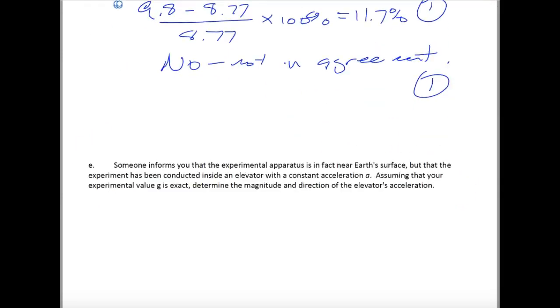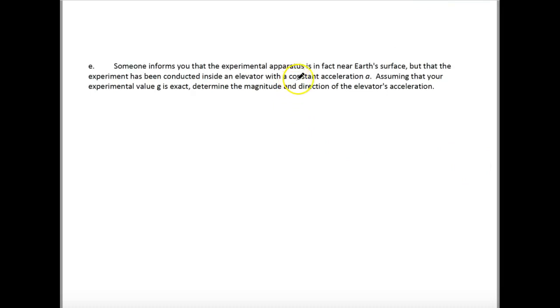Somebody informs you that the experimental apparatus is in fact near a surface, but the experiment is conducted inside an elevator with constant acceleration A. Oh yay. Assuming that your experimental value of G is exact, determine the magnitude and direction of the elevator's acceleration.